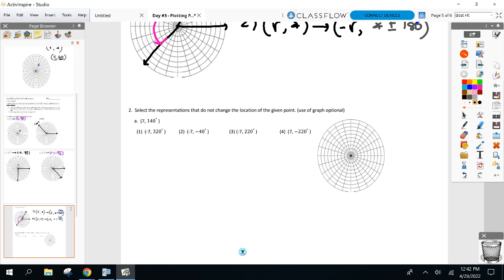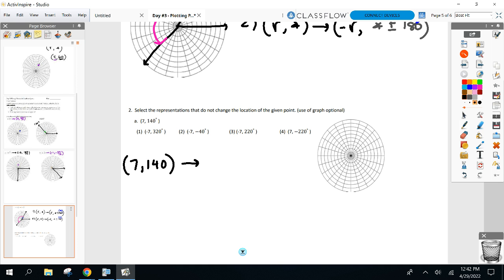All right. There's always a desperation method in math: just graph them all, right? Just graph them and see which ones fall on there. But I want to do it algebraically like I just showed you here. So 7, 140. Let's find 2 more points that would land in the same spot.